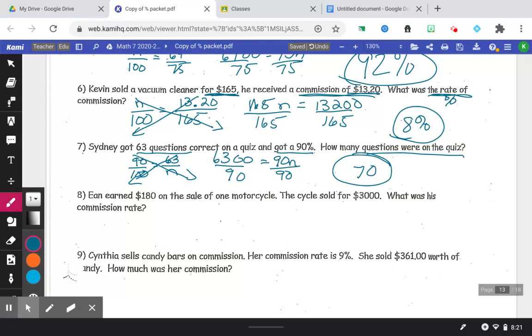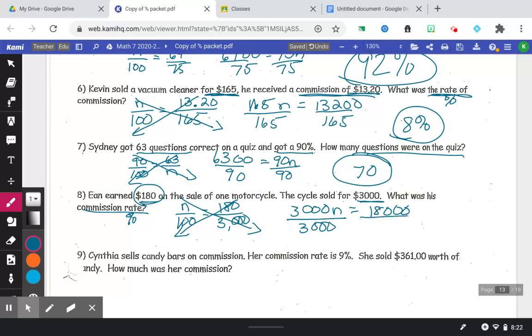All right, number 8. Ian earned $180 on the sale of one motorcycle. The cycle sold for $3,000. What was the commission rate? So we are looking for the percentage. So N over 100 equals. Right here, the 180, that's the part that Ian earns. And then the 3,000, that was the total sale. Okay, do your cross products. Divide both sides by 3,000. And we'll get our answer of 6%.